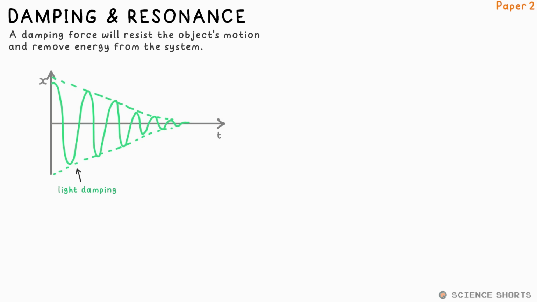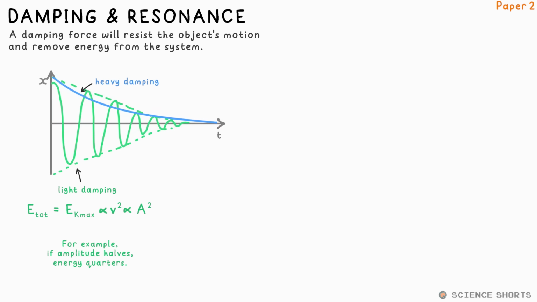Sometimes you'll see a line that joins the peaks together, which shows us exactly how the amplitude is changing over time. You could be asked to state how much energy is left at a certain time. In that case, just remember that Vmax is proportional to the amplitude and energy is proportional to V squared. So that means the energy of the system is proportional to amplitude squared. So if the amplitude is halved, that means the energy will have quartered.